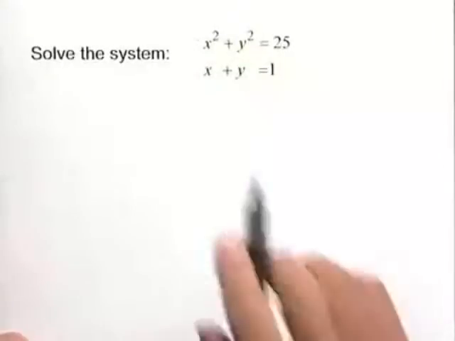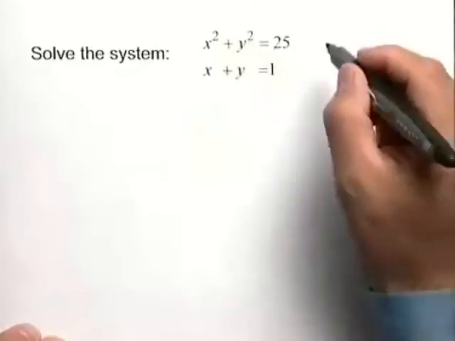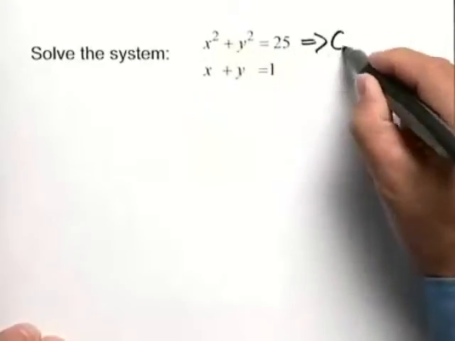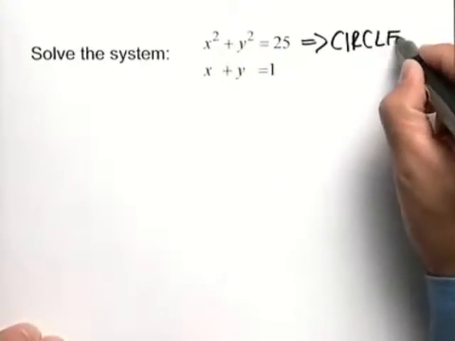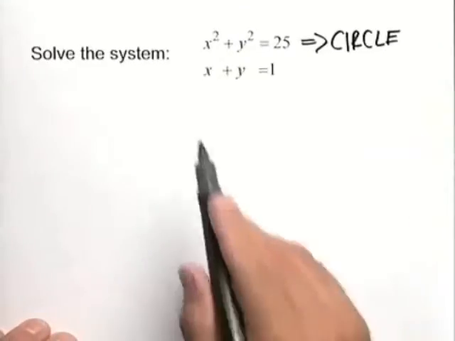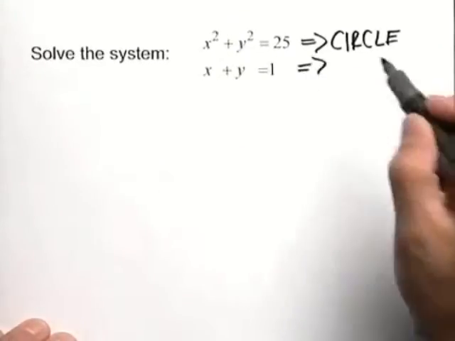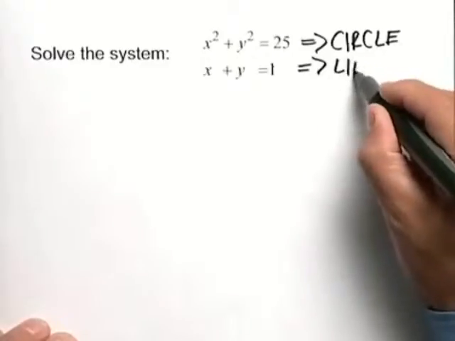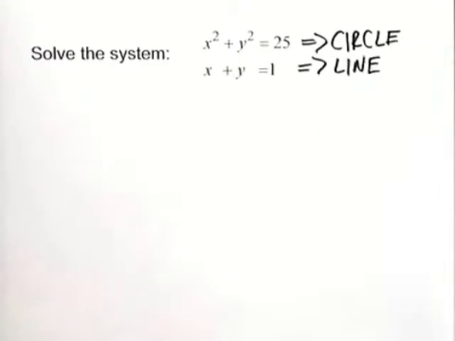Let's solve a little more involved system. We have x squared plus y squared equals 25, and you'll recognize this as being a circle with a radius 5 centered at the origin. We also have the equation x plus y equals 1, and this is a line. So let's think about this. What possibilities could happen with a circle and a line? Well, we'll find that out here.